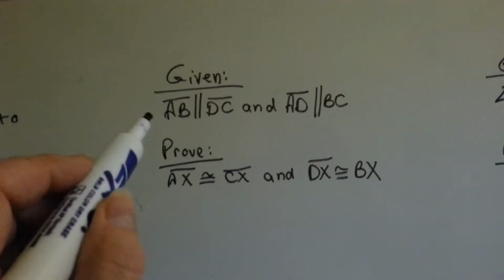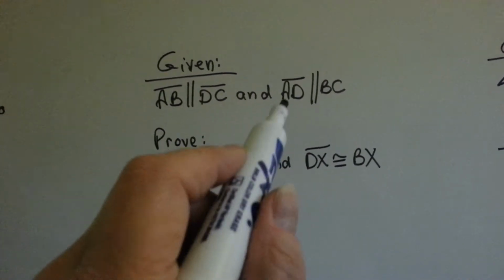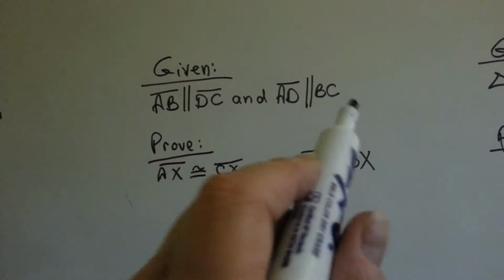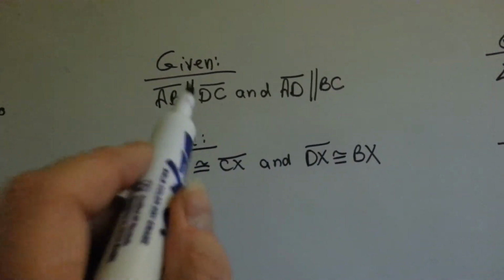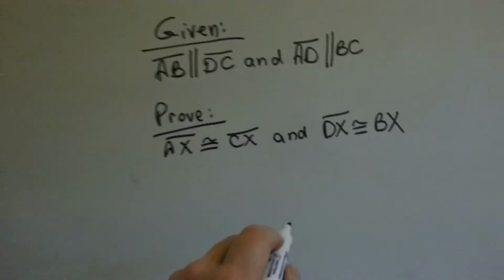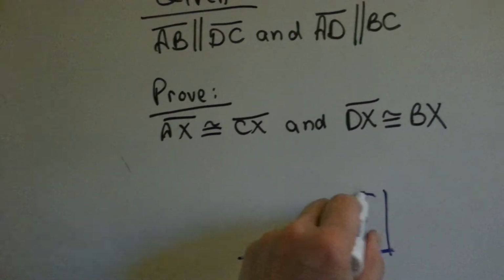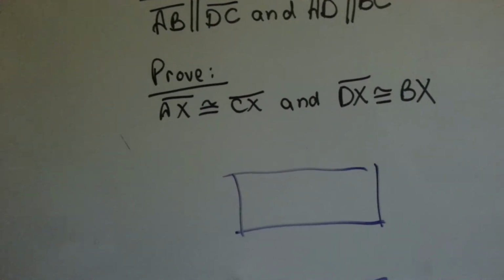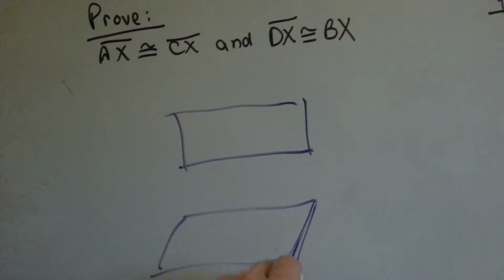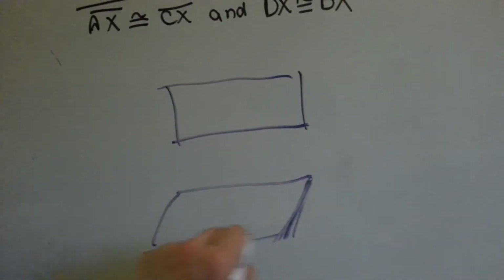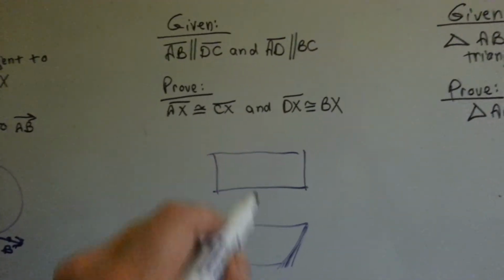Let's try this one. Given: line AB is parallel to DC, and AD is parallel to BC. So it looks like we have ABCD, and these are parallel and these are parallel. Well, either it's going to be a rectangle or it's going to be a parallelogram. One or the other. Okay, my parallels aren't doing that great right here. This is supposed to be parallel to this. My drawings are off.